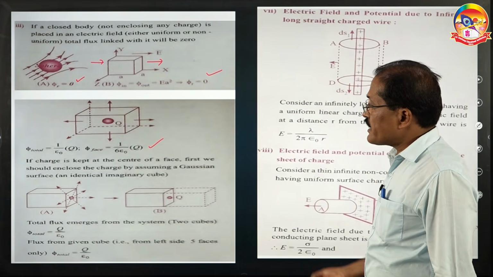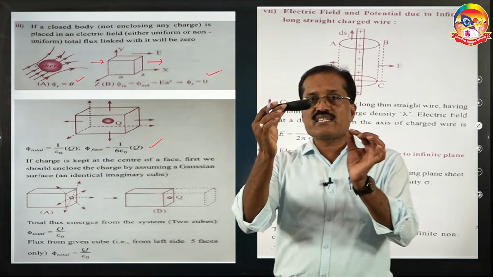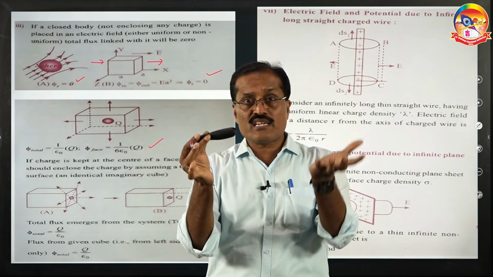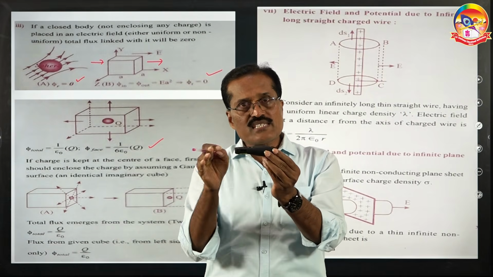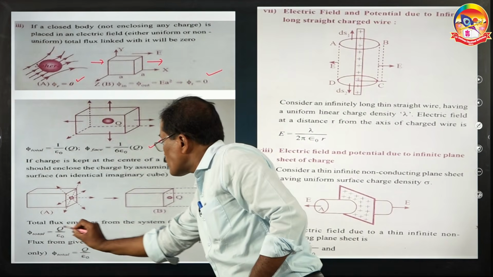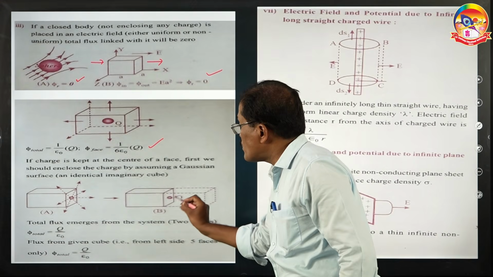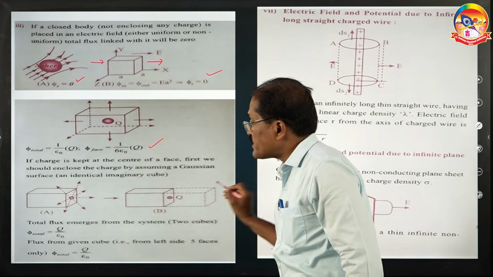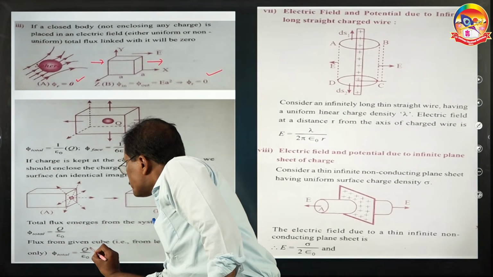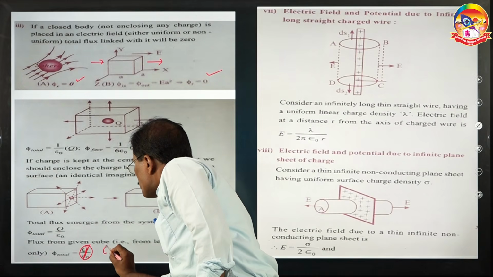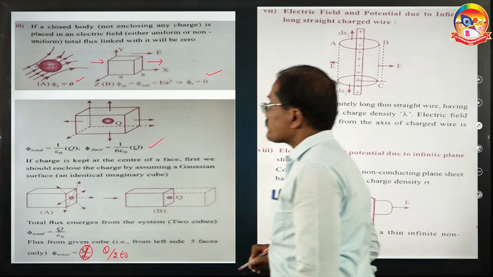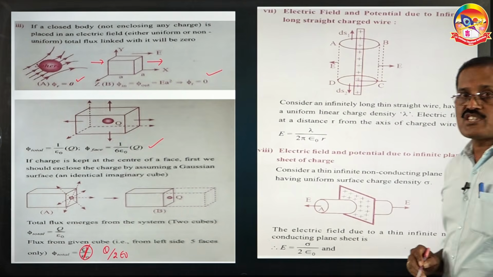Next, we have other cases. Let us assume there is a cuboid like this, and you take a charge here. The total flux given is equal to q by epsilon naught. Only through this one, exactly half of that, q by 2 epsilon naught. The total flux emerging from the system of the 2 cubes is q by epsilon naught, and the flux through one particular cube is q by 2 epsilon naught, because the charge is kept here.